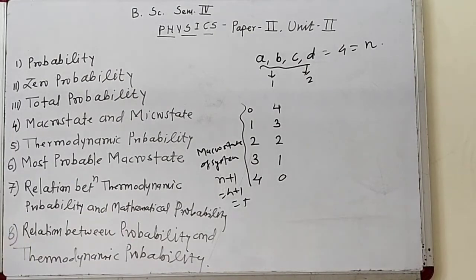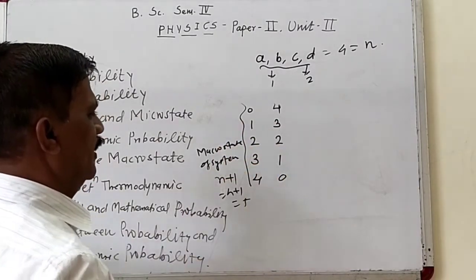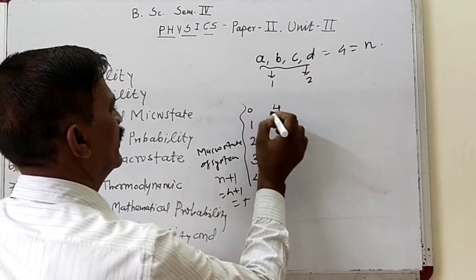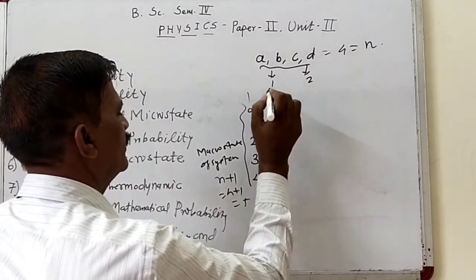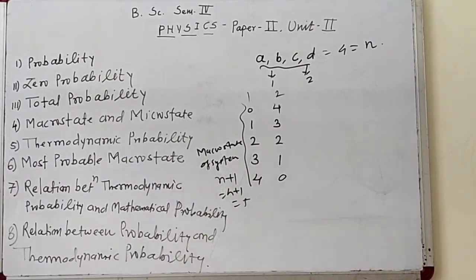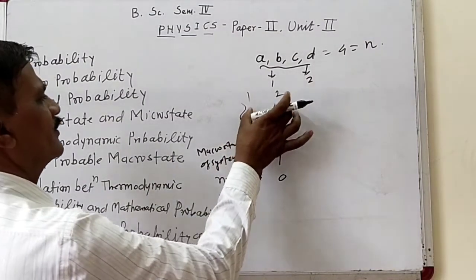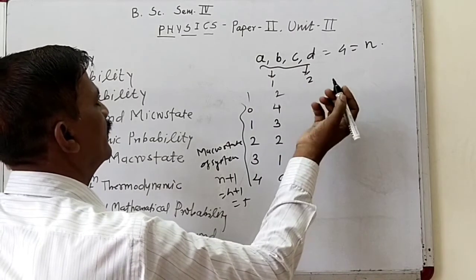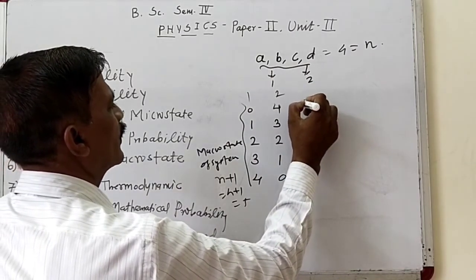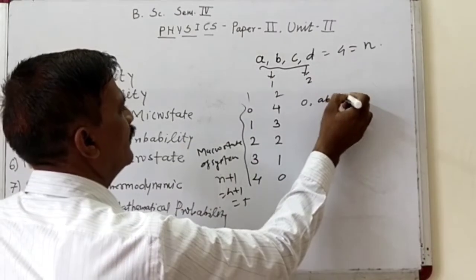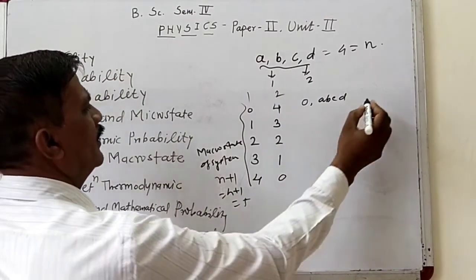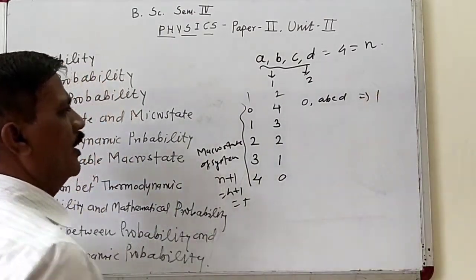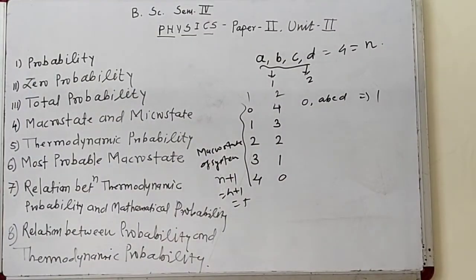Then these particles are distinguishable. Suppose we take 0 and 4: 0 is in the first compartment and 4 is in the second compartment. For this combination, how many possibilities? That is 0 in the first and A, B, C, D in the second compartment. Therefore only 1 distribution is possible.